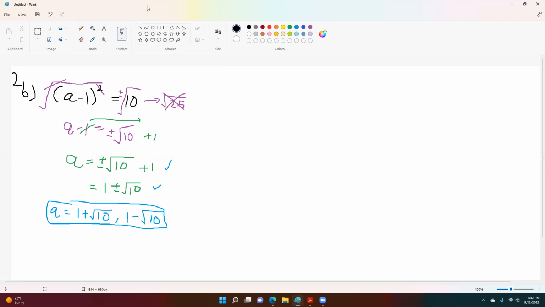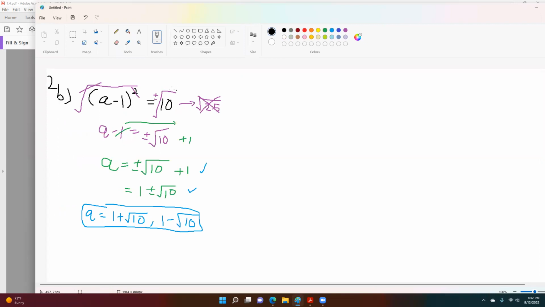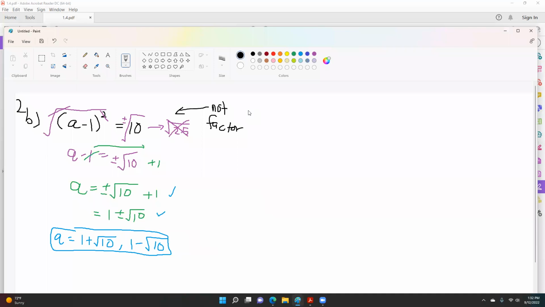Now, the reason why I cannot show you the factoring method on this question 2b here is very easy. This polynomial is not factorable. As I mentioned, if you want to use the factoring method, the quadratic has to be factorable. This one is not factorable. So how do I know this? Okay, this is not magic. This is not something that I don't want to share. I'll share it with you.